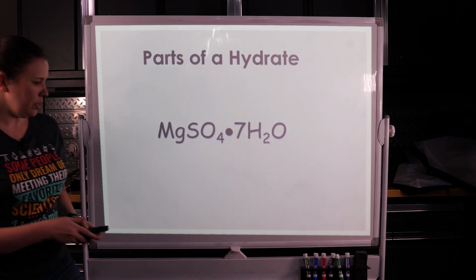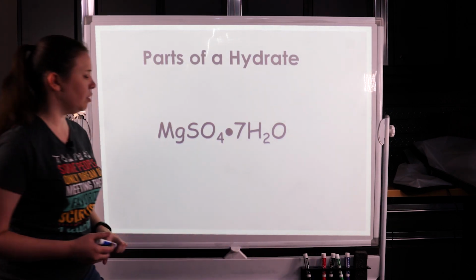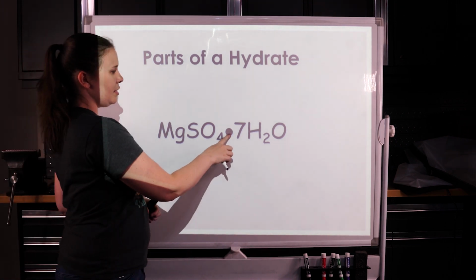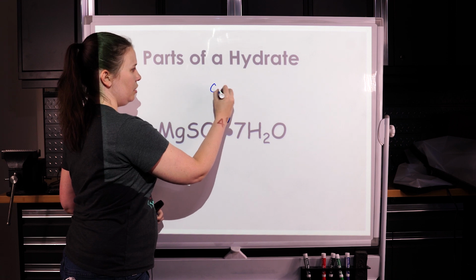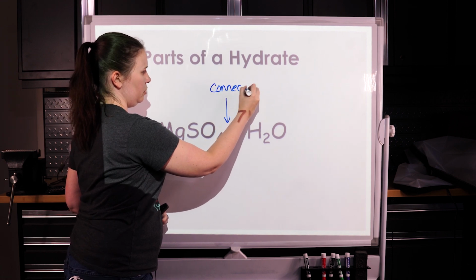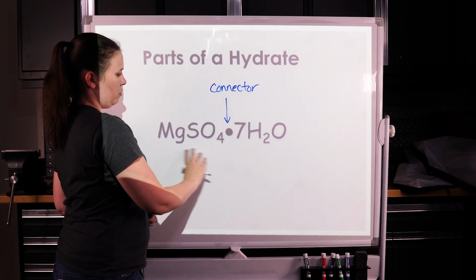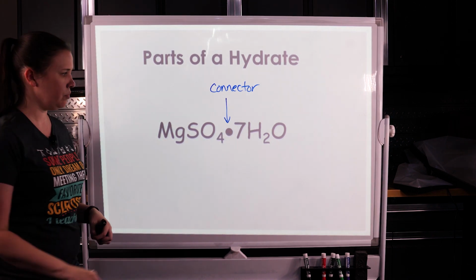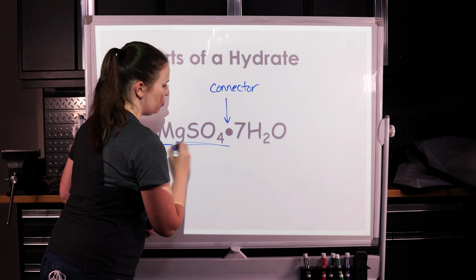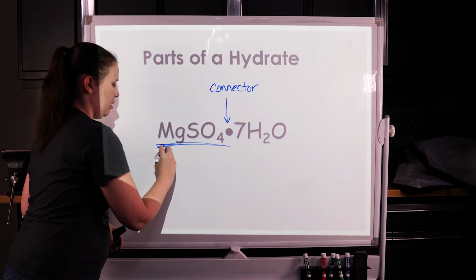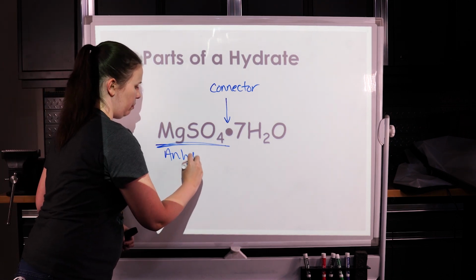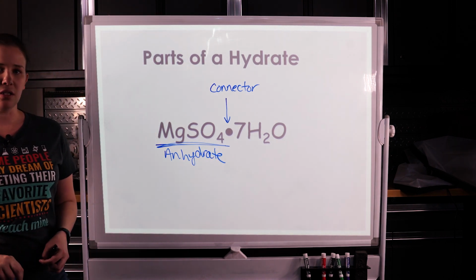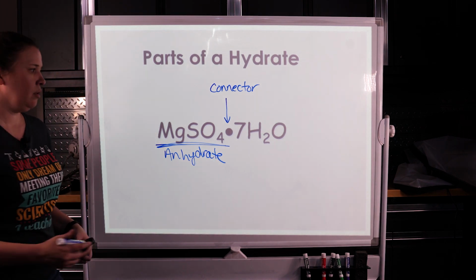All right, so let's break down a hydrate. Here's an example. You may remember things like this when we looked at the molar mass examples. This attachment is simply a connector. It is not a multiplier. So it shows that the magnesium sulfate is connected to 7 water molecules. The part that's before the dot would be our anhydrate, the part that does not have water in it. And when we go through dehydration, the idea is that's all we're left with.